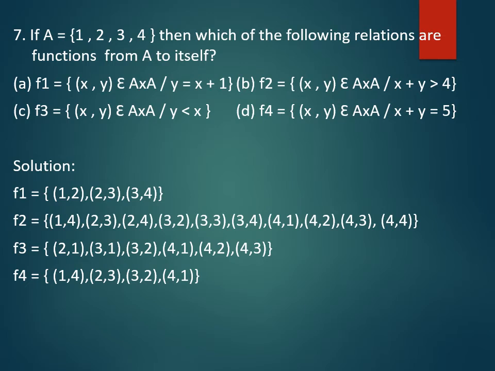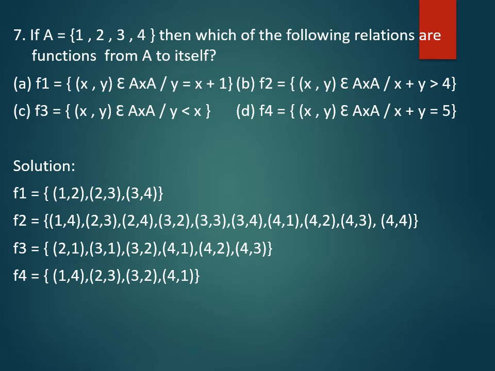So, clearly I can say that f1 is not a function, because the element 4 has no image here. You know the definition of the function. Every element of the set A must have a unique image in the set B. Then only we say that the mapping f from A to B is a function. So the element 4 has no image. Therefore f1 is not a function. Therefore, the first option A will not be a function here.